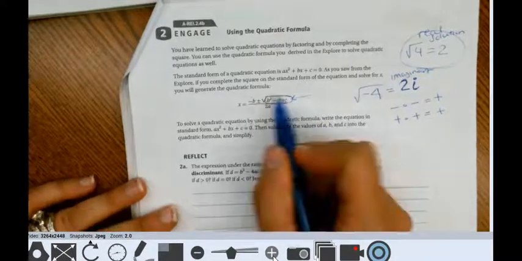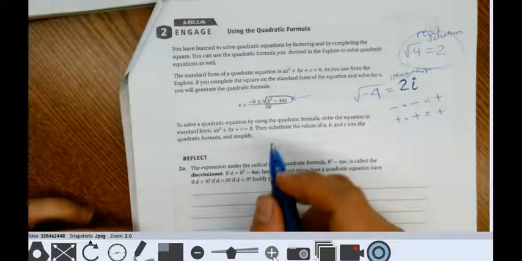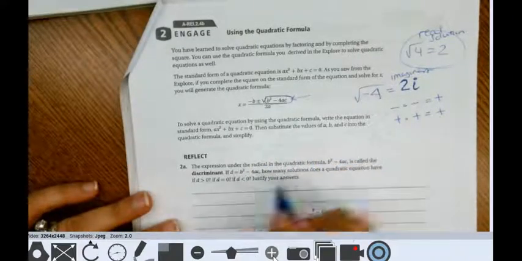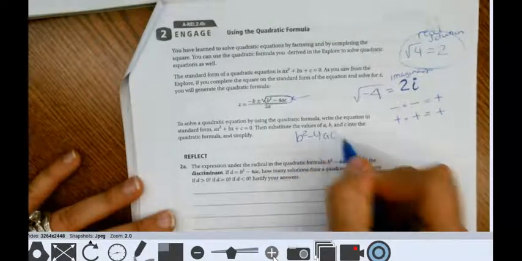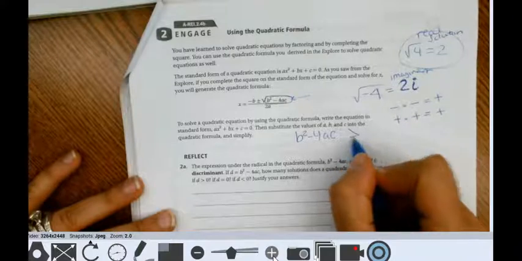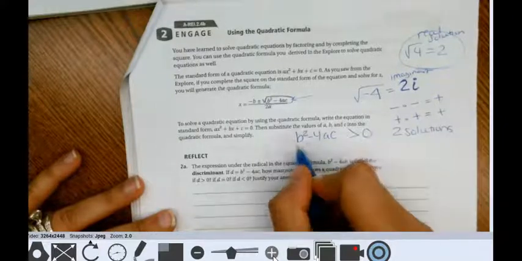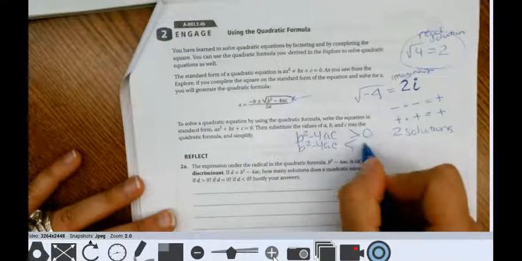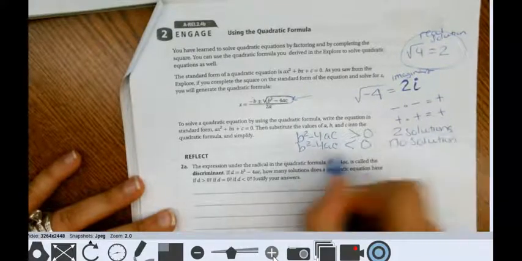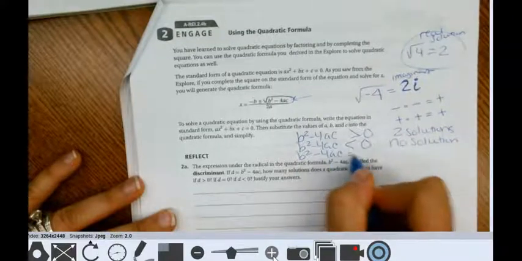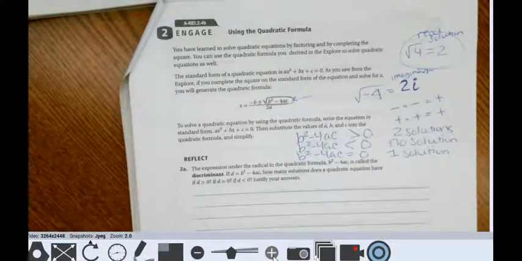So if your discriminant is a positive number, then it's going to have how many solutions? If your discriminant is positive, so if this is greater than 0, it's going to have two solutions. If it's less than 0, if it's negative, it's going to have no solution. And if it equals 0, it's going to have one solution. Right? Because something plus or minus 0 is going to give you the same answer.